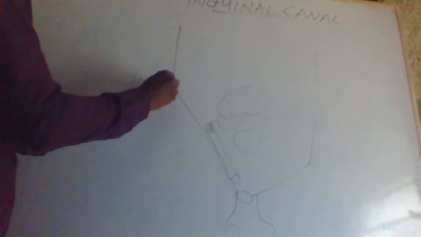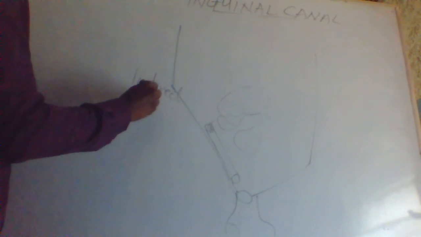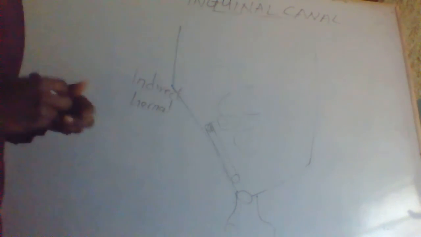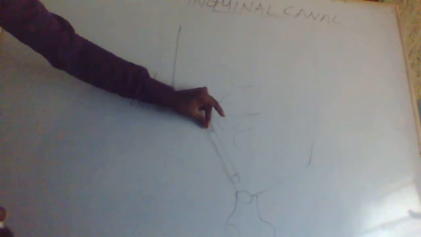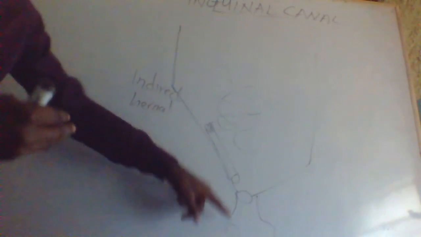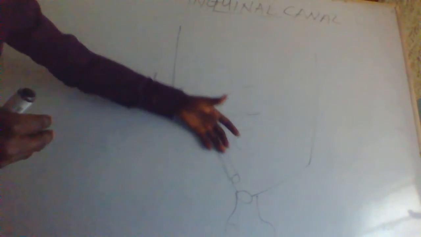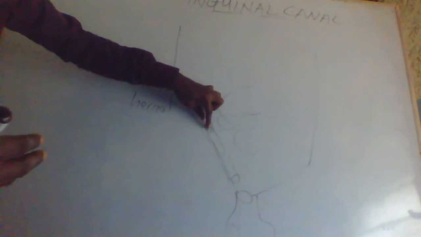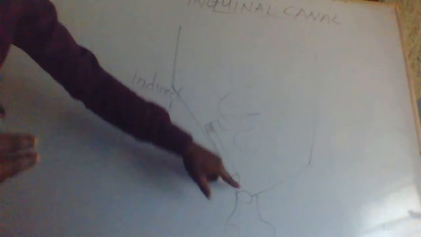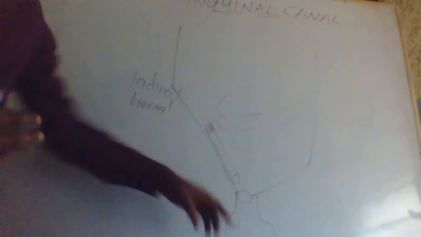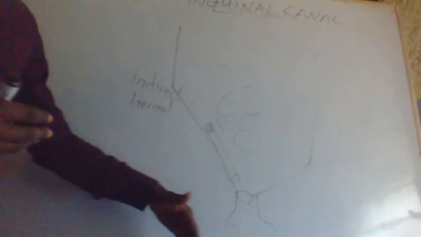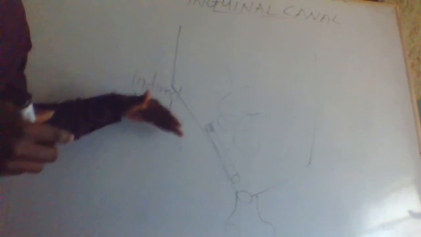Indirect hernia is when the intestine follows the path of the inguinal canal, the path the testes took to enter the scrotum. They follow the same path, because the testes pass through the deep ring, then the superficial ring, then enter the scrotum. So if the intestine follows the same path, we call it indirect hernia.